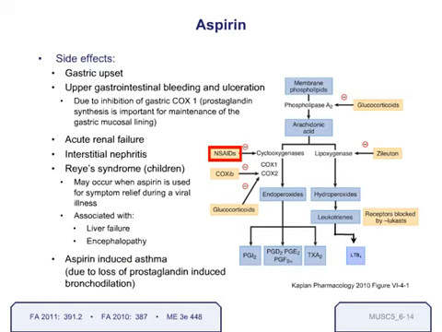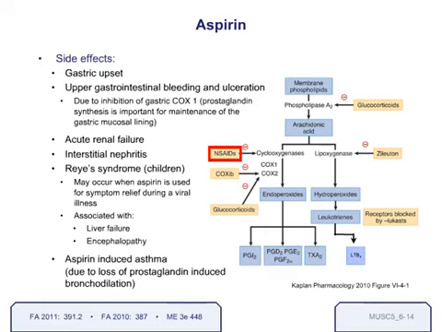Now, the side effects of aspirin are not trivial. They're quite important. Gastric upset is the most common, and patients will actually develop upper GI bleeding in some situations. And the reason for that is that, as I said, COX-1 is expressed in the stomach, and COX-1 is really important in maintaining the mucosal lining of the stomach via production of prostaglandins. And so if you block COX-1 in the stomach, you're going to block prostaglandin production, you're going to decrease the mucosal lining of the stomach, and you're going to be more prone to ulcers and gastric bleeding. So very important not to use aspirin in patients prone to gastric bleeding.